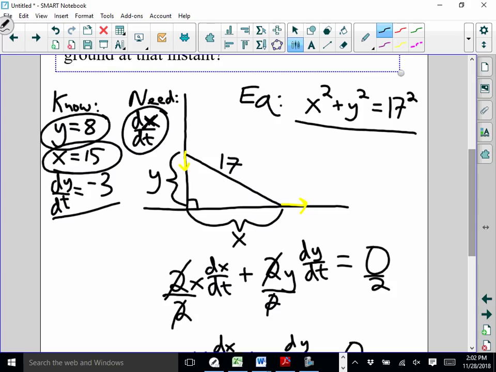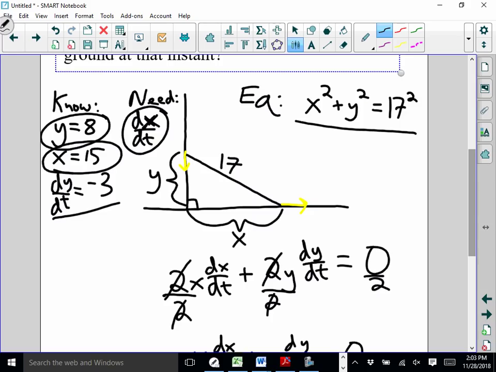Well, the speed of the top of the ladder would be 3, right? Speed is always positive, the absolute value of velocity. So the speed of the top of the ladder is 3. The speed of the bottom of the ladder is 8 fifths, which is less than 2, so definitely less than 3. So the top of the ladder is moving a little faster than the bottom of the ladder. Okay?